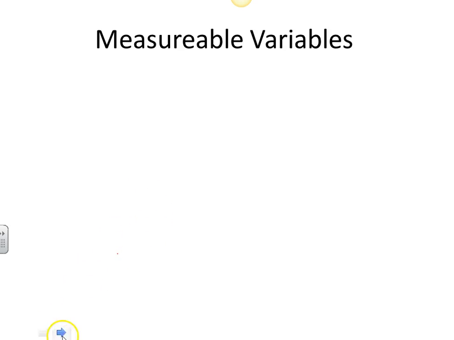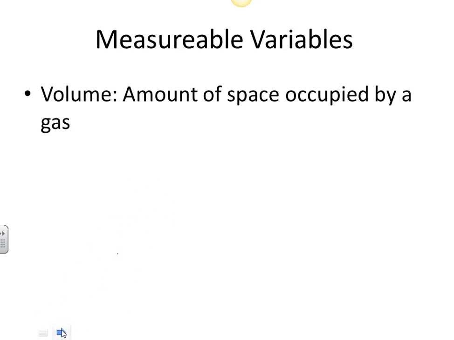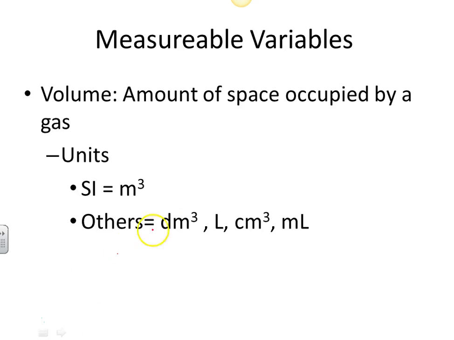First is going to be volume. Volume, as we already know, is the amount of space occupied by a gas or anything. The SI unit for volume is the cubic meter. This is a very large unit and very rarely used in a chemistry lab. So others include cubic decimeter, liter, cubic centimeter, and milliliter.